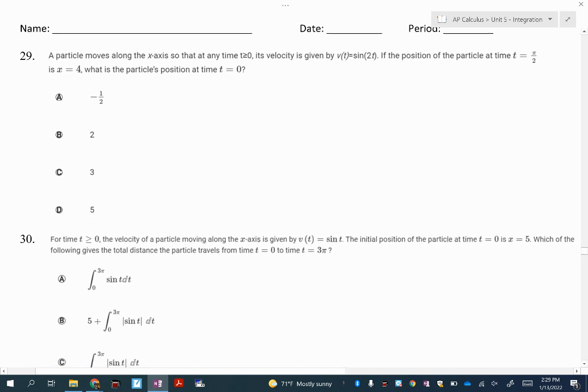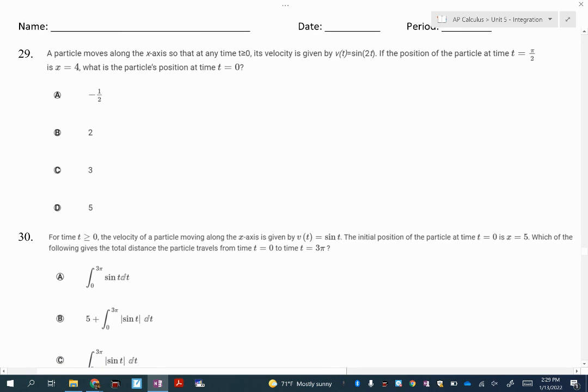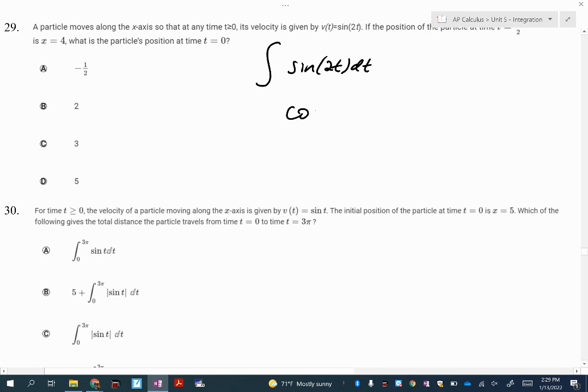We have a particle moving along the x-axis given by the velocity function sine of 2t. If the position of the particle at time t equals pi over 2 is x equals 4, where is the particle's position at t equals 0? What I'm going to do is find the integral of my velocity function, the integral of sine of 2t dt. The integral of that would be cosine, but the derivative of cosine is negative sine, so I need a negative out front. And when we do the chain rule, I would get a 2, so I have to multiply by 1/2 to get rid of that.